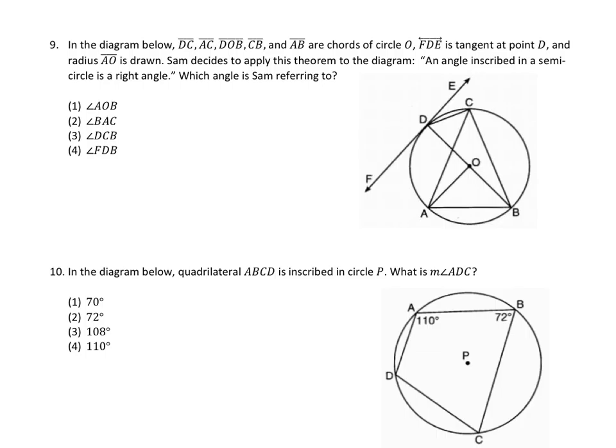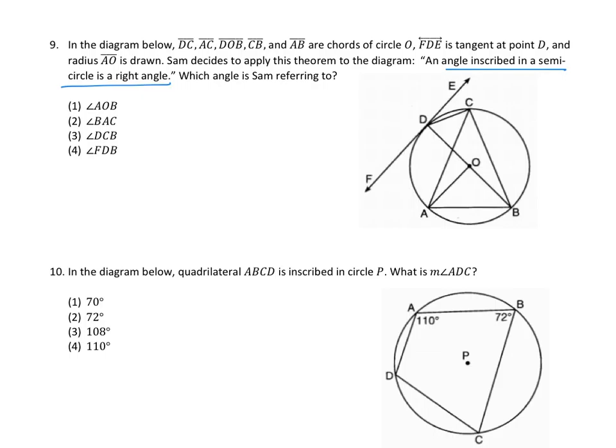So here they say in the diagram below, segments DC, AC, DOB, CB, and AB are chords. So they're just pointing out that you have a bunch of lines going from one point to another within your circle. Okay, don't be scared by all of those crazy names. Then it says that FDE, the line, is tangent at point D, and radius AO is drawn. Sam decides to apply this theorem to the diagram. An angle inscribed in a semicircle is a right angle. Which angle is Sam referring to?